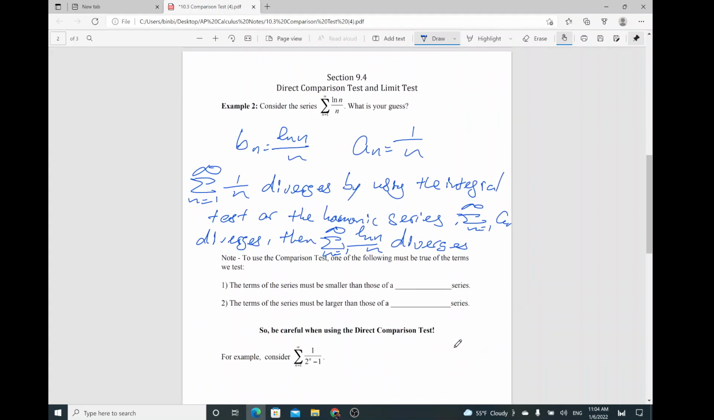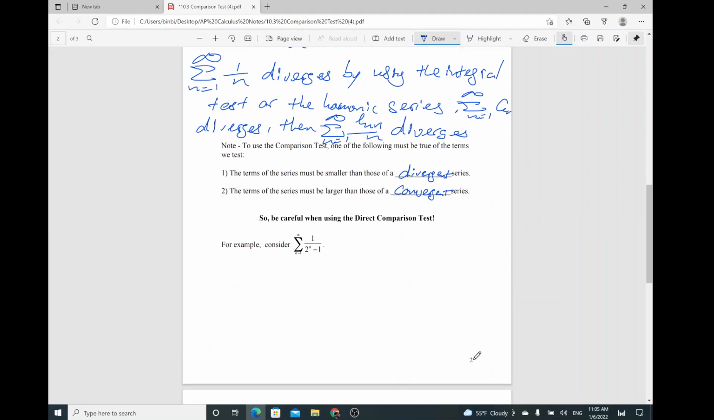Okay, so notice that to use the comparison test, one of the following must be true of the term we test. The term of the series must be smaller than those of a divergent series, or the term of the series must be larger than those of a convergent series. So be careful when using the direct comparison test, like this one here.